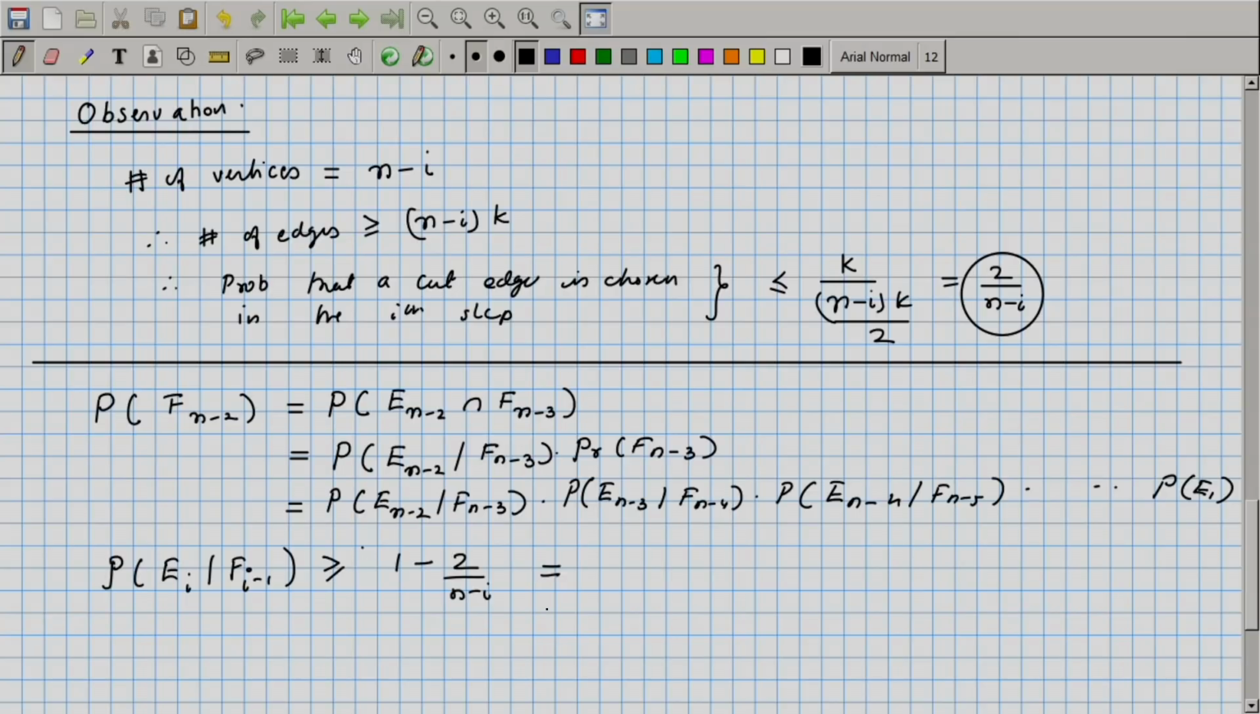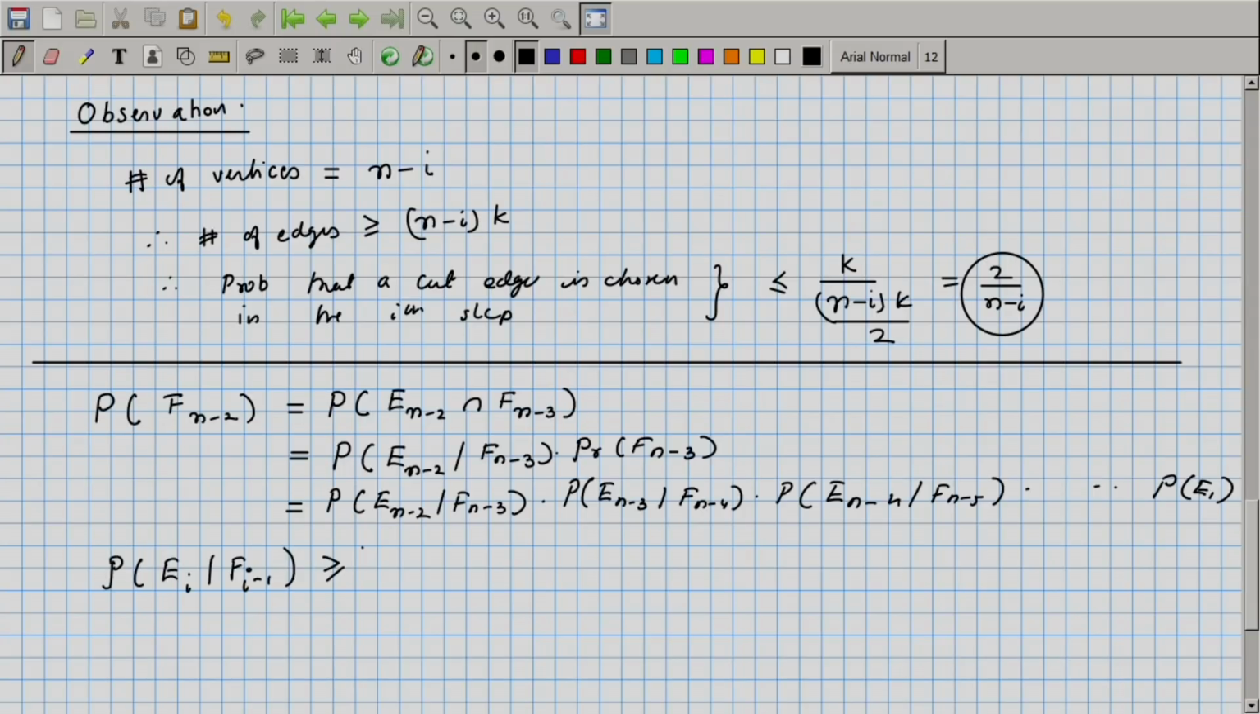So, this is going to be equal to n minus i minus 2 divided by n minus i. Till the i minus first stage we have removed i minus 1 edges, so the number of vertices that remain is n minus i plus 1. There is a small correction that we will have to do in this analysis. If the number of vertices were n minus i, then the probability that a cut edge is chosen is going to be 2 by n minus i.